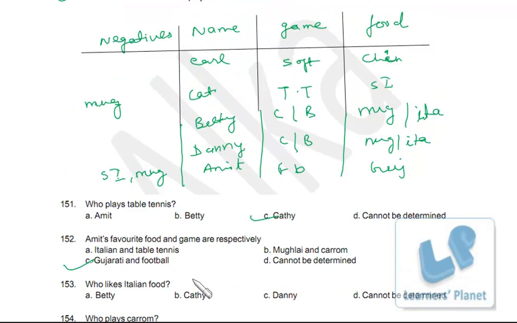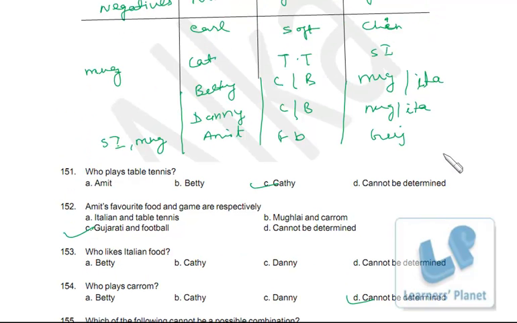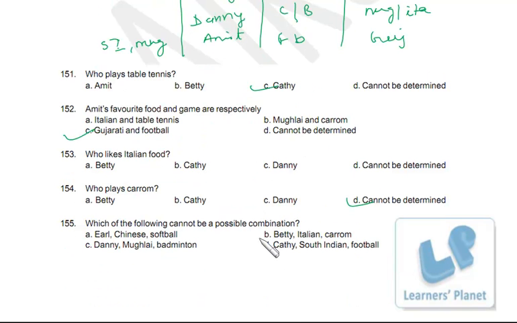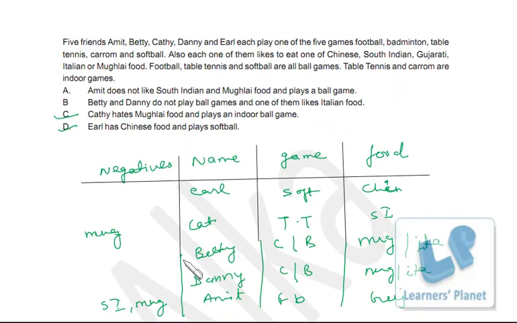Which of the following cannot be a possible combination? Earl, Chinese, football. That's right. Betty, Italian, carom. We cannot be so sure of this because we have two options for games for Betty, that is carom and badminton, and two options for food, Mughlai and Italian. So we are not sure. So this one is the correct answer. No need to check further, right? So pretty simple. All the 5 questions can be done in a very short span of time.